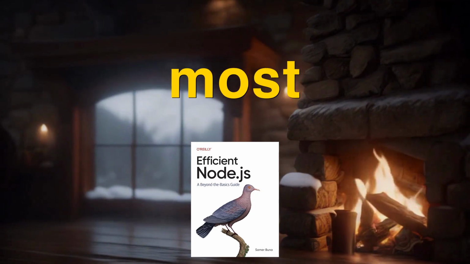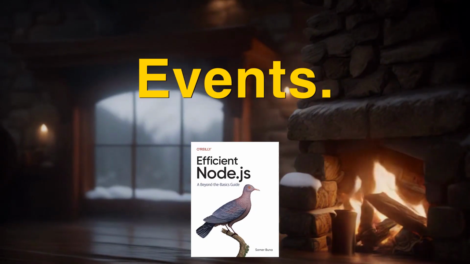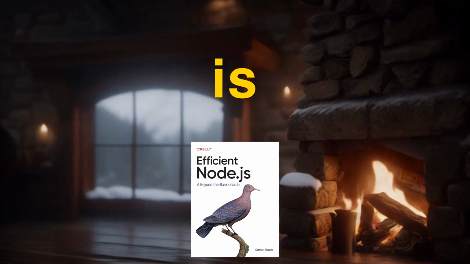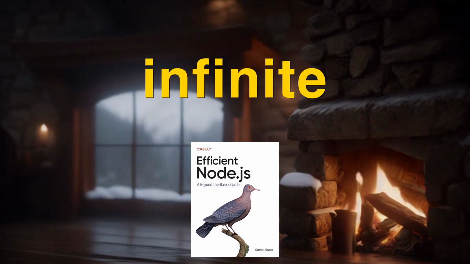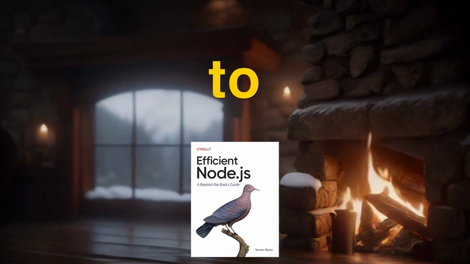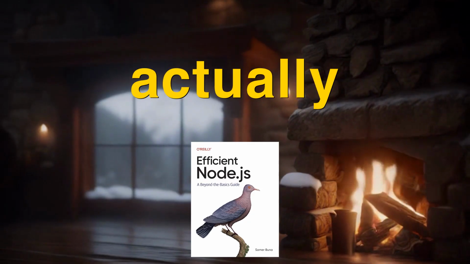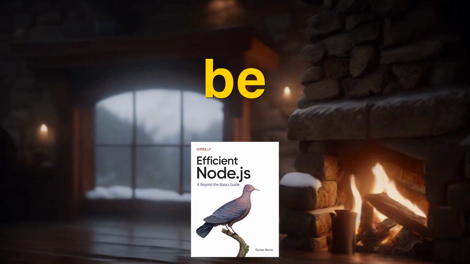Which brings us to perhaps the most important concept in Node.js. Chapter 3, Asynchrony and Events. Can you introduce us to the event loop? The event loop truly is the heart of Node.js. The book gives a great visual description. Imagine it as an infinite loop. Oh, yeah? Its job is to manage two key areas. The first is the call stack, which is where your code actually runs. And the second? The event queue. This is where tasks wait to be processed.